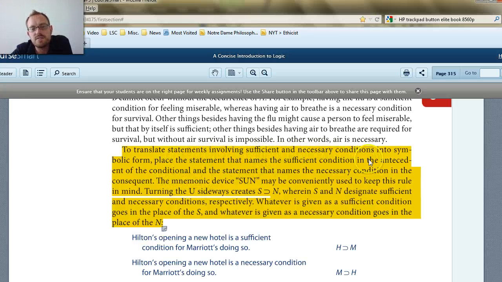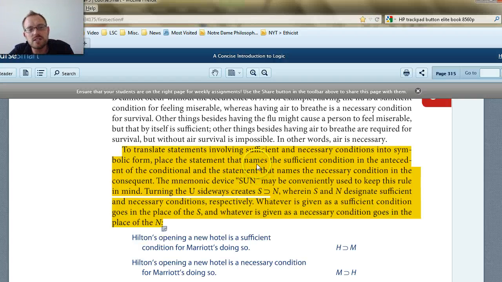Place the statement that names the sufficient condition in the antecedent of the conditional, and the statement that names the necessary condition in the consequent, right? And so he has this mnemonic device to help you, and he says SON because that's the horseshoe sideways, right? So whenever someone says, for instance, in order for you to get a job, it is a sufficient condition that you have X, Y, and Z experience, where do you put the sufficient condition? You're going to put that in the first part. If someone names a necessary condition, you're going to put it in the consequent position.